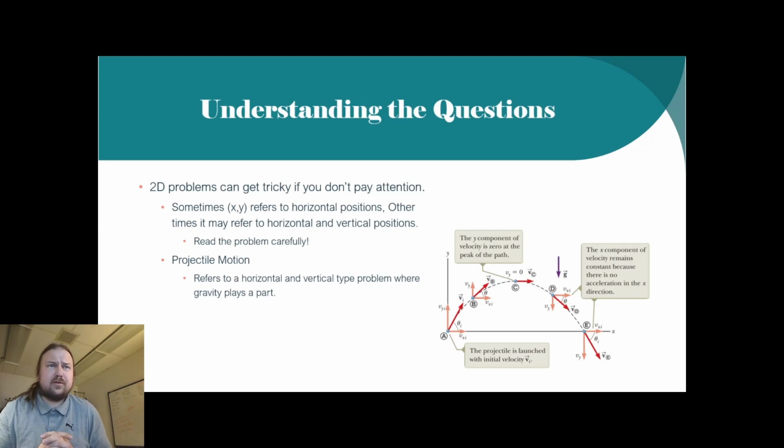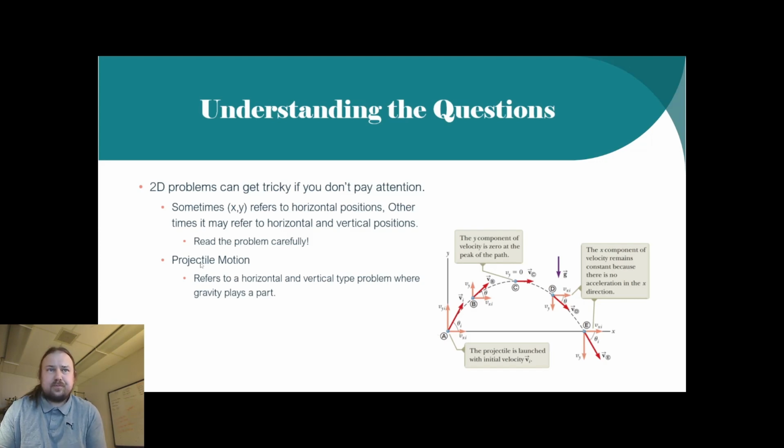Another one you can look for is projectile motion. Anytime anything states that it is in projectile motion, it will always refer to the horizontal and vertical type of problem, for instance like the ball being kicked here. Projectile motion means that gravity is going to play a part. Something is given an initial velocity, it's launched, and it will go through this arc motion that you would probably imagine it normally would follow. Intuition, that's what happens here.